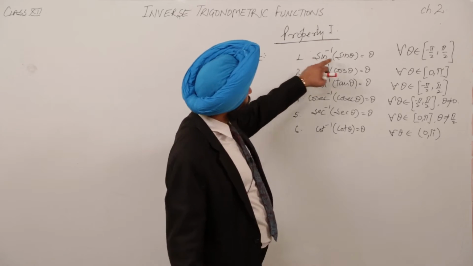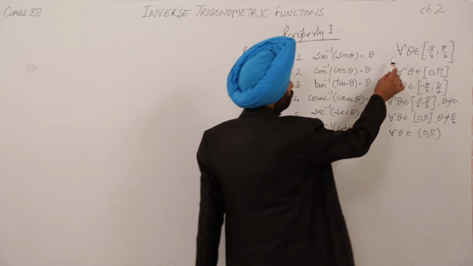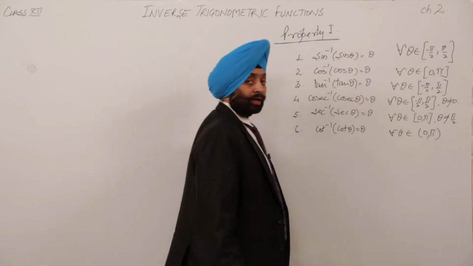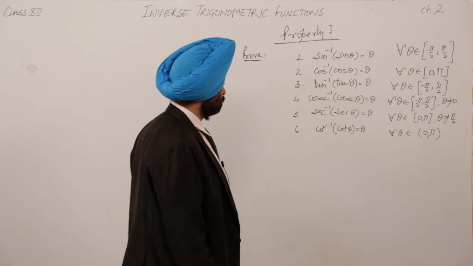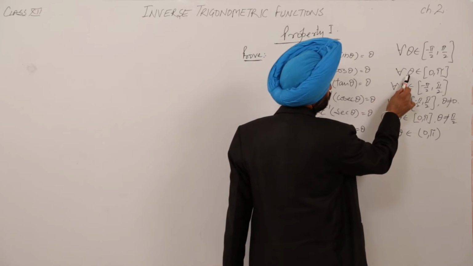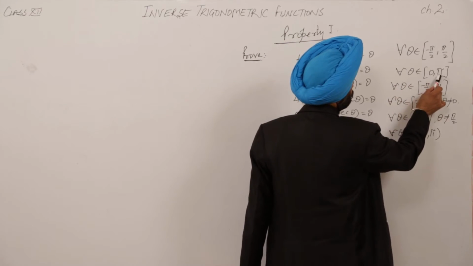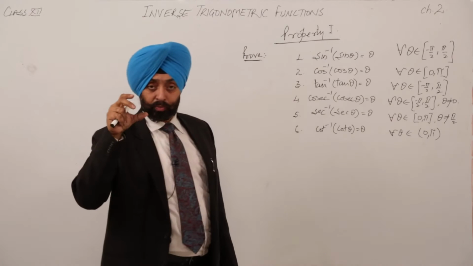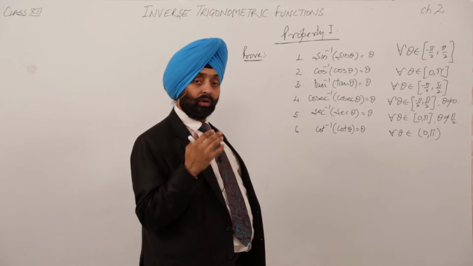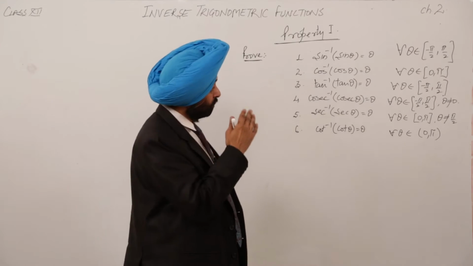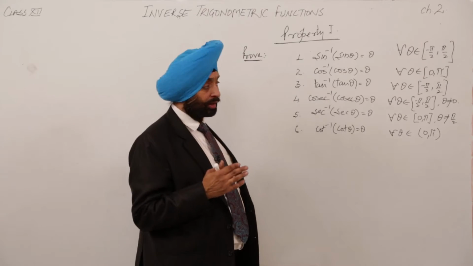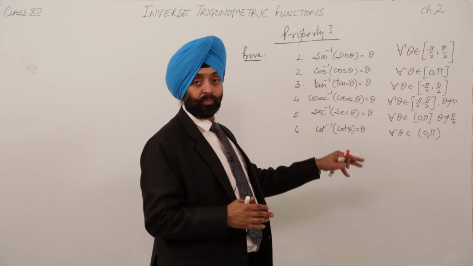So sine inverse sine theta is equal to theta for all values of theta where theta belongs to minus pi by 2 to pi by 2, that is the principal value. Similarly, cos inverse cos theta is equal to theta for all values of theta where theta belongs to 0 comma pi. When I explained in the unit circle, it was very clearly explained how the principal value falls from minus pi by 2 to pi by 2 for sine theta and for cos theta from 0 to pi. Similarly, all the 6 were explained to you.